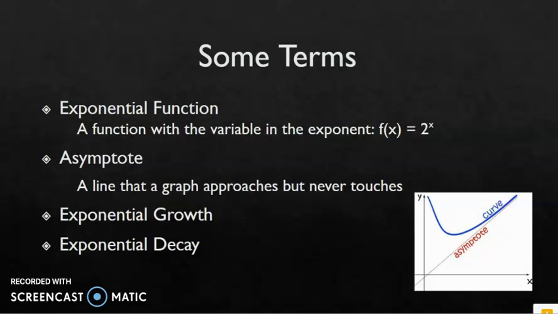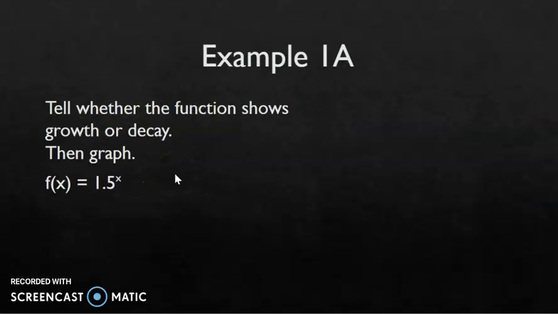In example 1, it asks us to tell whether the function shows growth or decay, and then they want us to graph the function. So to tell if a function is growth or decay, you find the number that's raised to the power. If that number is more than 1, it's going to be growth. If that number is less than 1 but more than 0, so we're talking about a decimal number like 0.5 or 0.6, something like that, then it's going to be decay.